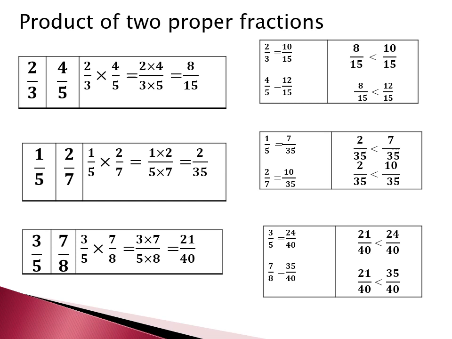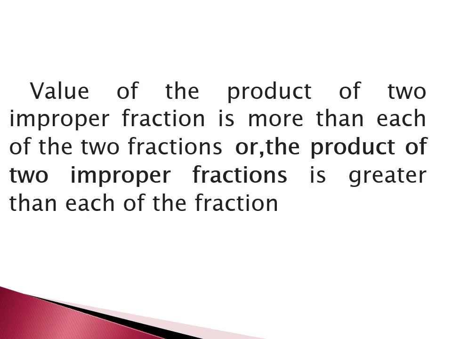Now we have learned about the product of proper fractions. Now we will see what happens to the product of two improper fractions. The product of two improper fractions is more than each of the fractions. That means it is greater than each of the fractions. Last time we saw that the product of two proper fractions is smaller than each of the fractions. This time they are saying that the product of improper fractions will be greater than each of the fractions. Let us see the examples.